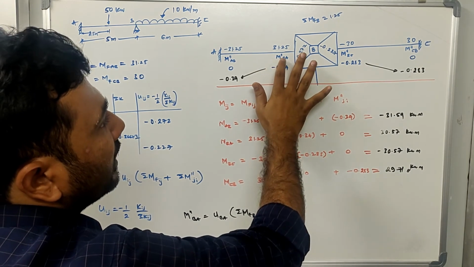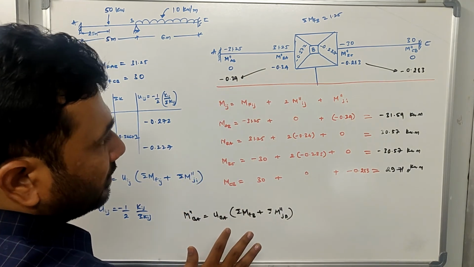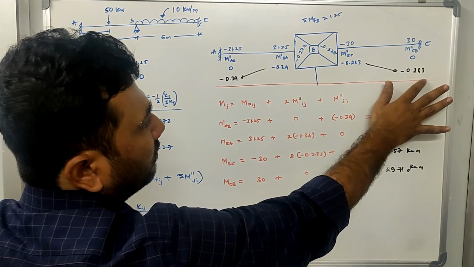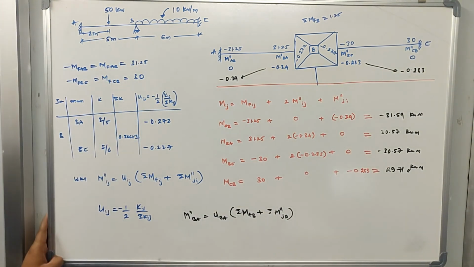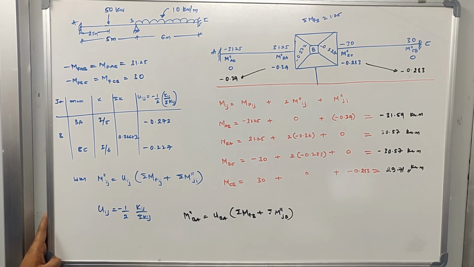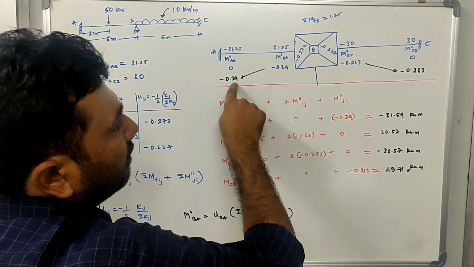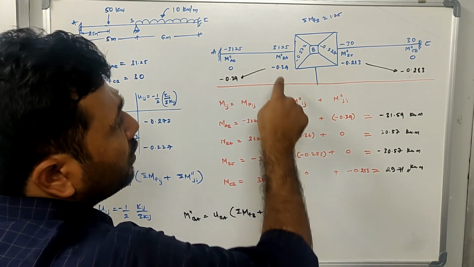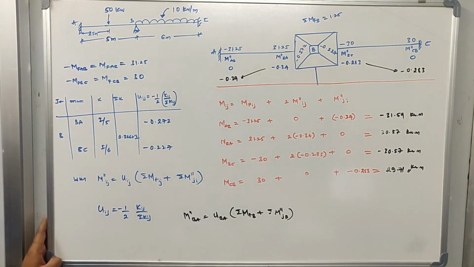If this is M double dash BA on this side, on the other side also it will be M double dash BA itself. Here also, on the far end, I will carry over M double dash BC itself. Now don't get confused between the distribution factor and this. In the moment distribution method we used to carry over half of that. Here we are carrying over the entire value. Whatever value I got here, I send it to the far end. But in the previous method we used to divide it by 2 and send it to the other side.